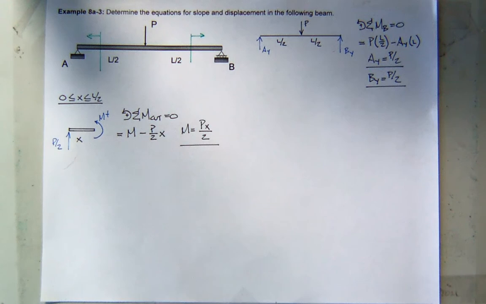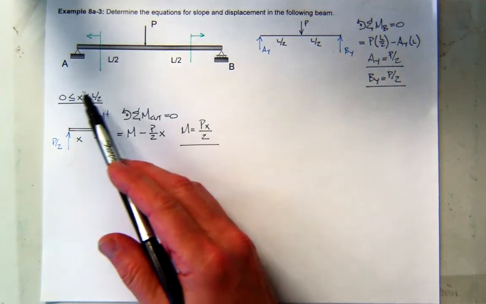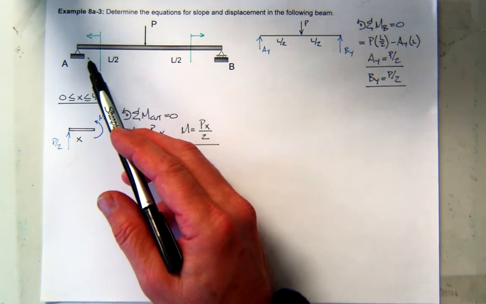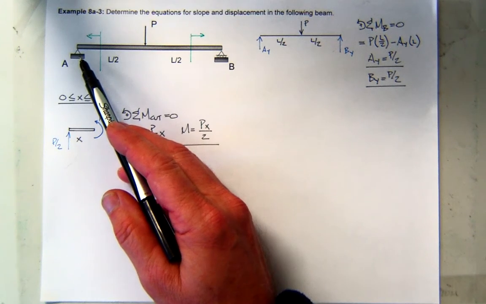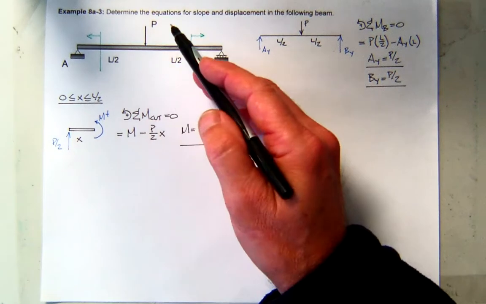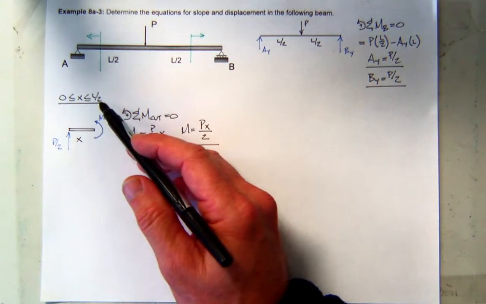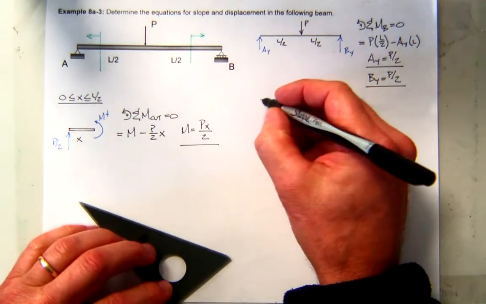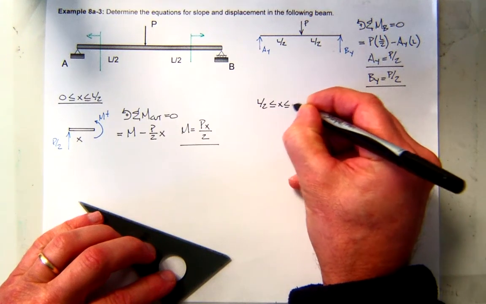Now how can I check that? When x is between 0 and L over 2, that's my range, do I know anything about the moment in that range? It's 0 at A. Yeah, at A, it's an external pin, so I know when x is equal to 0, the moment should be 0, and that checks. I can't check it anywhere else. I surely can't check it at x equal L, because it only goes to L over 2. So let's go to the other side. Let's look at it from L over 2 to L.